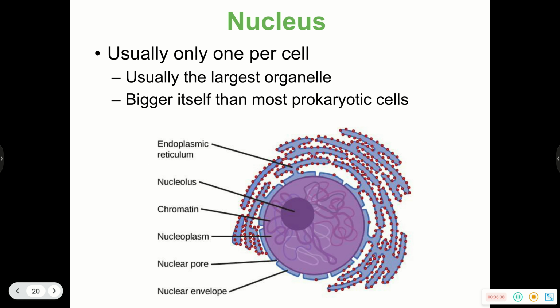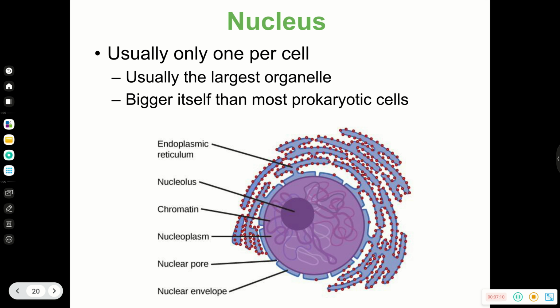The nucleus. There's usually only one nucleus per cell, okay? And usually it's going to be the biggest organelle that's in the cell itself. Remember the prokaryotic cells, and we looked at the capsules, they only had a nucleoid region. This nucleus could actually, for the most part, be larger than almost all prokaryotic cells, okay? So here you see the nucleus and the pieces of the nucleus.